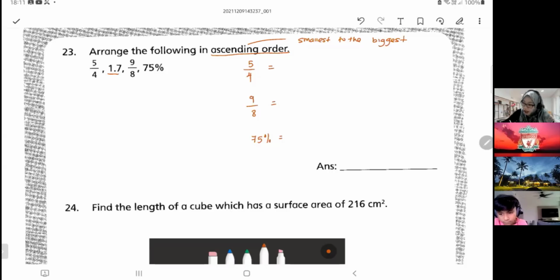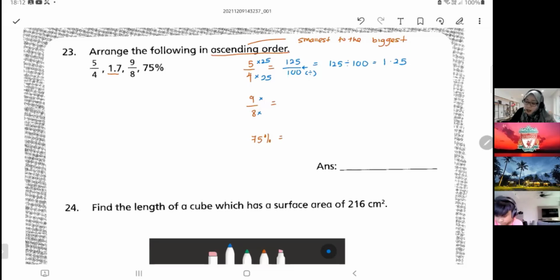Or you can change the denominator to become 100. Correct? So you change it by times 25. You times 25 like this. Right? So this is 125 over 100. Then this line means divide, correct? So it's 125 divided by 100 equals to 1.25. Okay, decimal already.